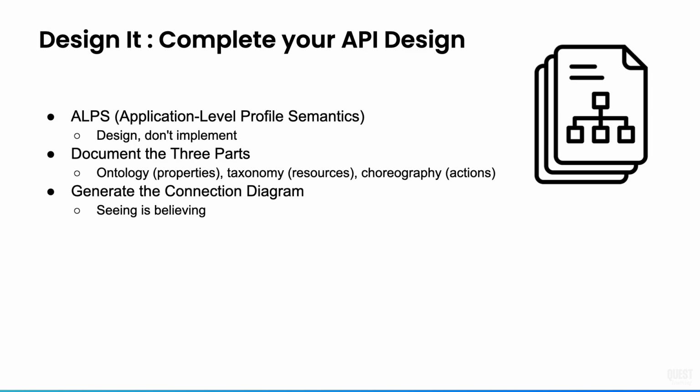And we're going to document three parts of any design. That's the ontology, or the data properties for that API. We know what those are. The taxonomy, the actual resources of that API: home, collection, list, so on and so forth. And the choreography, the actions. We've already documented the actions as well. When we combine those three things together, we get a workable API. And once we do that, we're going to generate a connection diagram that shows how we can navigate from list to item to create to edit and so on and so forth, because seeing is believing.